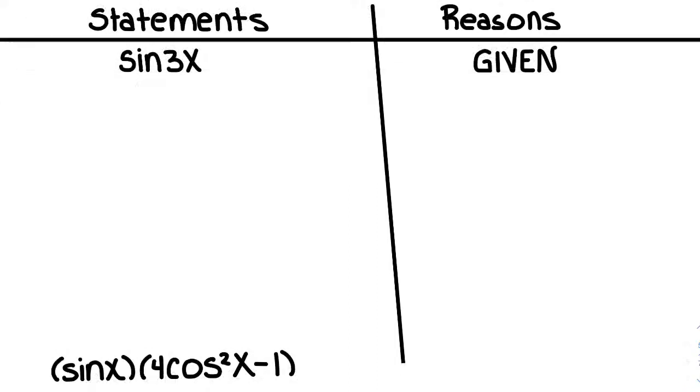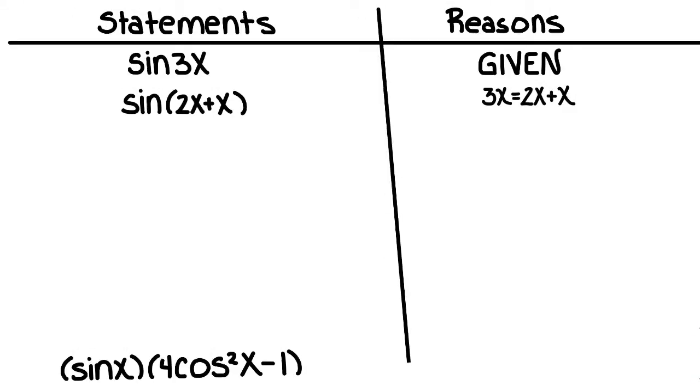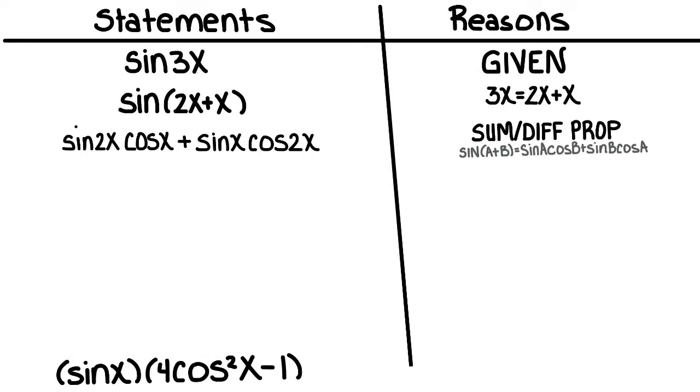So I started with the sine of 3x as my given. We're going to rewrite 3x as 2x plus x. This is going to allow us to apply the sum difference property to expand. The sine of 2x plus x is like the sine of a plus b. Our a is 2x and our b is x. So I applied the formula and got the sine of 2x cosine x plus the sine of x cosine 2x.